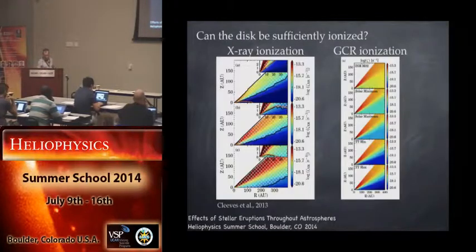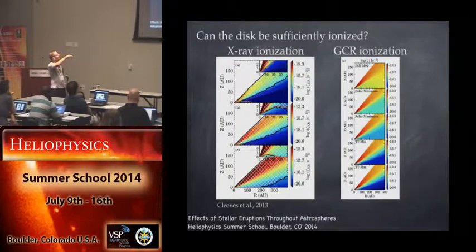So can the disk be sufficiently ionized? This is work done by Cleeves et al. recently, where they modeled different sources of ionization. Here on the left, you can see the X-ray ionization. It goes from lower X-ray luminosity to higher. I think this is 10 to the 27 ergs per second, 10 to the 30, and 10 to the 32. So the X-ray flux increases, and you can see the fraction of the disk that is ionized, while the blue parts represent the dead zones. You can see that the fraction of the dead zone is reduced as we go to higher X-ray intensity, as it should be.